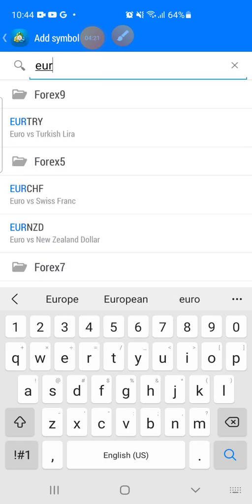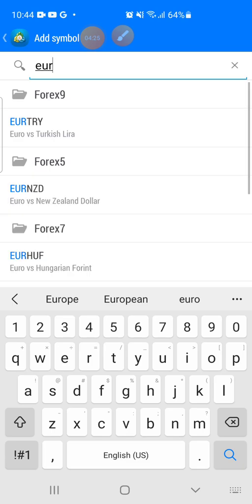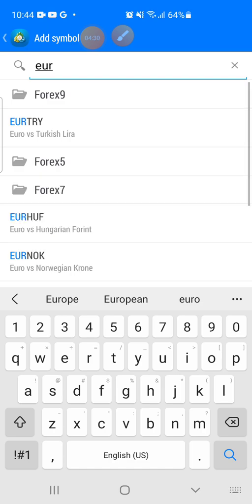You can see euro, Swiss franc. I can now add it if I want. If I tap it, it has been added. Okay, euro, New Zealand dollar, I can add it. Okay, it has been added.